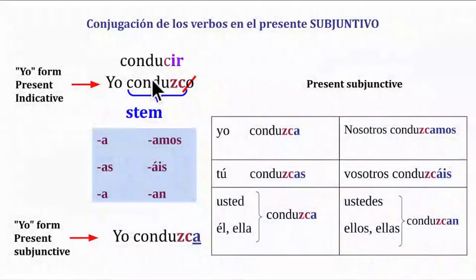Let's see this other one because it's also special in the yo form. The yo form present indicative of conducir is yo conduzco. So I'm going to keep this stem that includes the letter Z como en zorro y se. Okay? So the yo form present subjunctive is yo conduzca. So the conjugation of the present subjunctive for all the subjects is going to begin like that. Yo conduzca, tú conduzcas, usted conduzca, nosotros conduzcamos, vosotros conduzcáis, ustedes, ellos, ellas conduzcan.